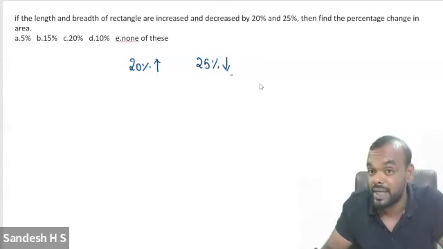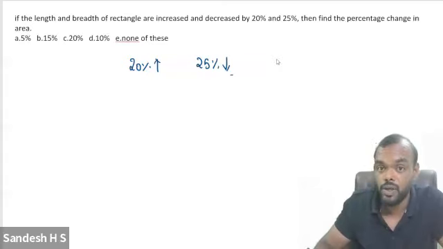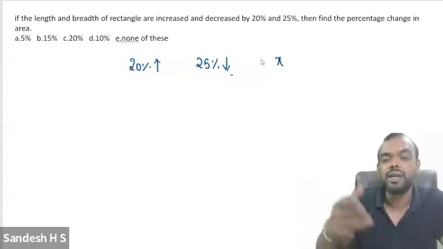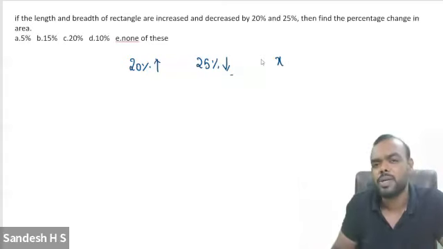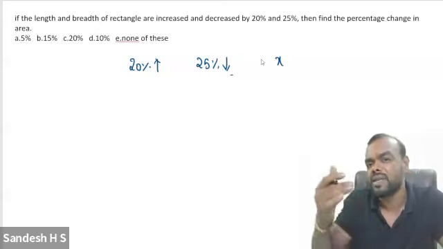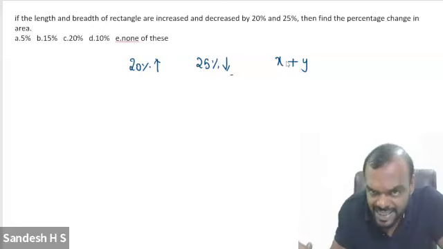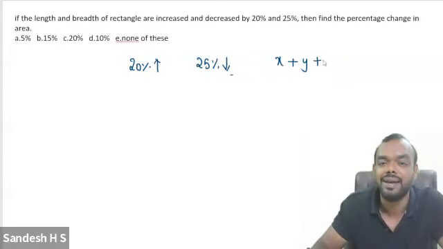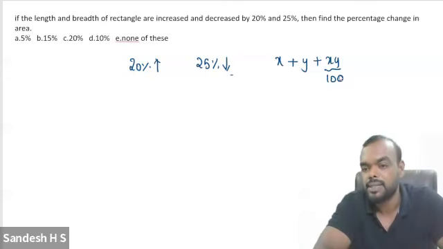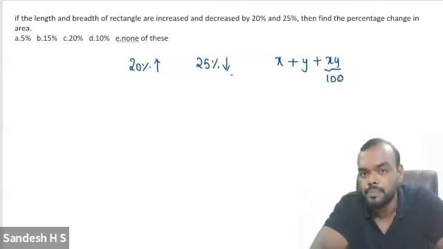Careful wherever increase and decrease is there. We know length increased by 20% means area increases by 20%. Breadth decreased by 25% means area decreases by 25%. So this is successive percentage, because you are increasing area by 20%, decreasing area by 25% indirectly. We can apply our formula and get the answer. Try this and quickly give me the answer, everybody.